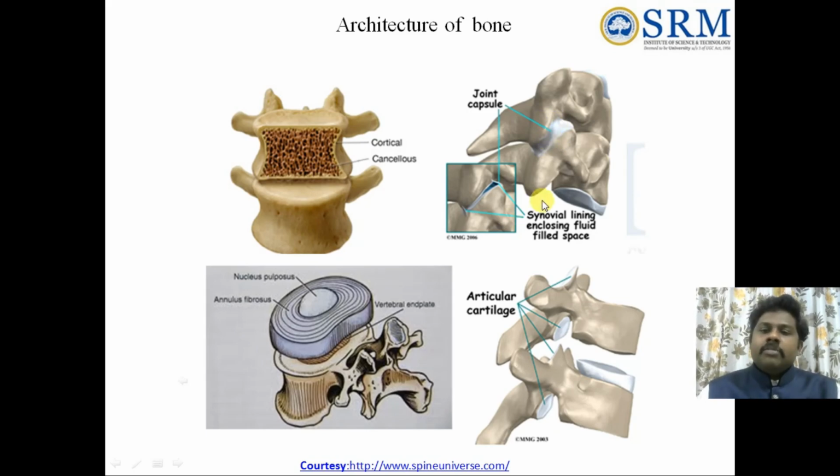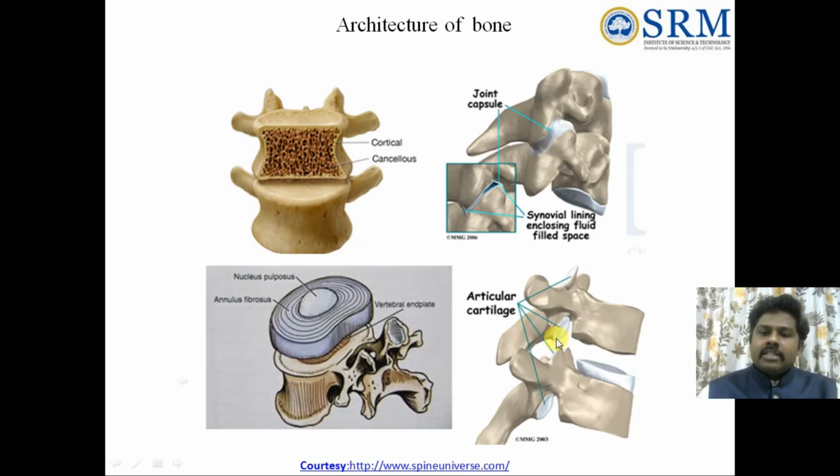Then there will be a fluid called synovial fluid enclosing the facet space. What will happen for old age people is that the synovial fluid will become dry. Because of that they will face some pains in the knee joint or somewhere else. That is called the synovial fluid.